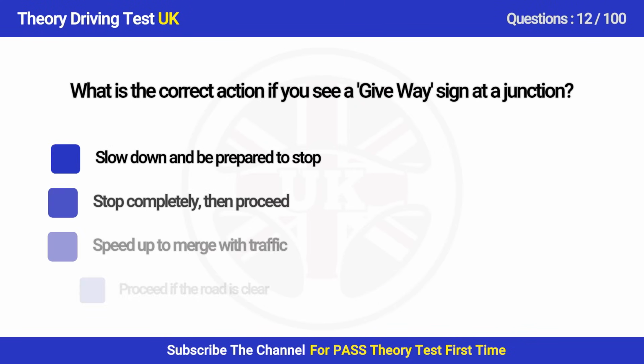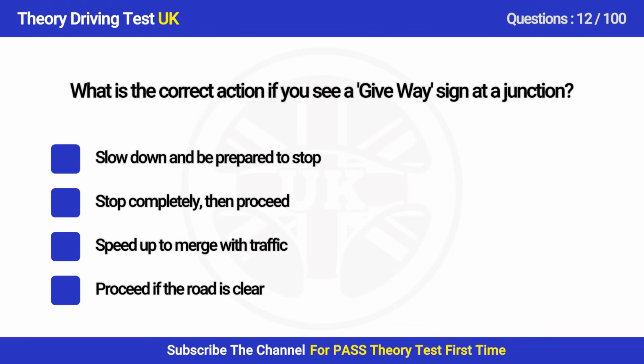Question 12. What is the correct action if you see a give way sign at a junction? A. Slow down and be prepared to stop. B. Stop completely then proceed. C. Speed up to merge with traffic. D. Proceed if the road is clear.